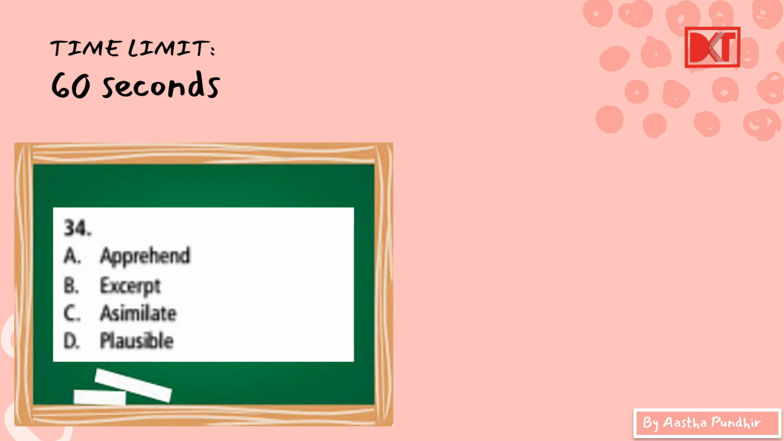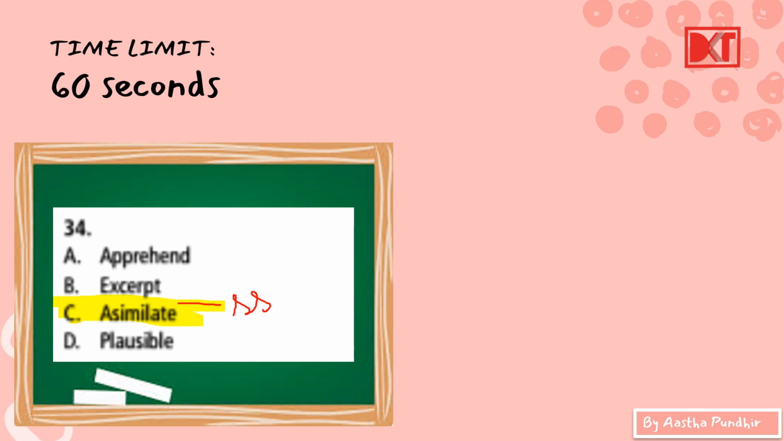Alright, here again what we have to do is choose the word with the incorrect spelling, which means the word which is misspelled. Here the word which is misspelled is C, assimilate. Assimilate is supposed to have double S. Where it has a single S, it is supposed to have a double S.